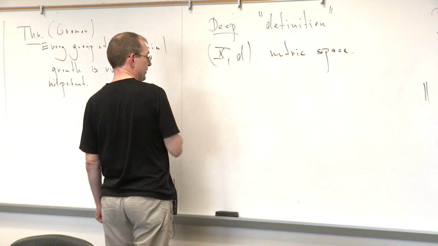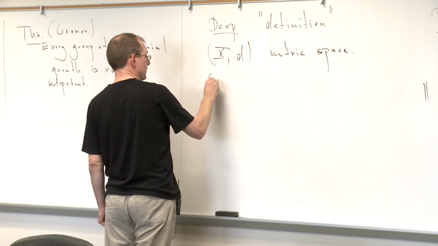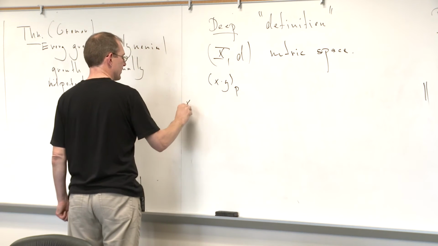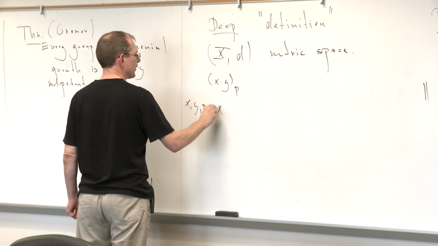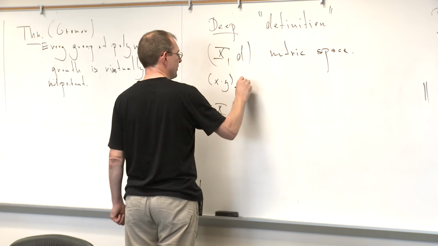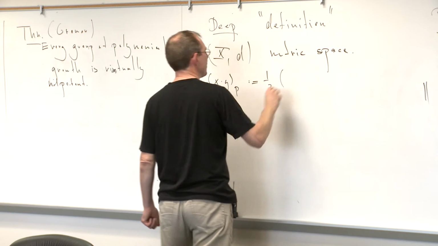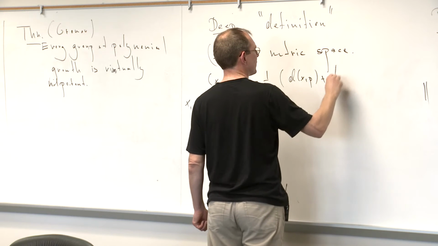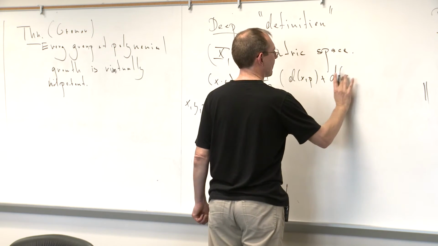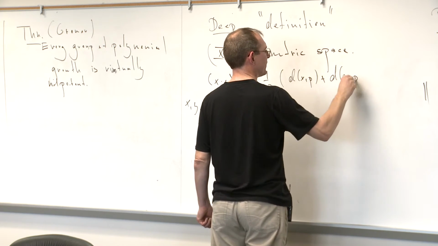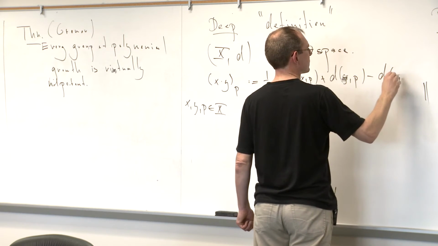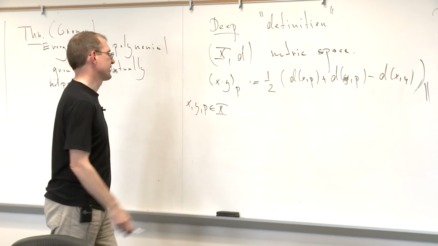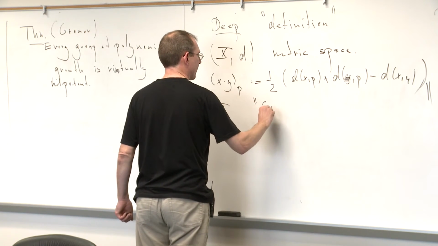And you define a quantity which is now called the Gromov product. So you have 2 points in your space with a base point. So x, y, p are points in the space. And the definition is very simple. It's 1/2. Well, you take the distance of the points to the base point, you add it, and you subtract the difference. So this is the so-called Gromov product.